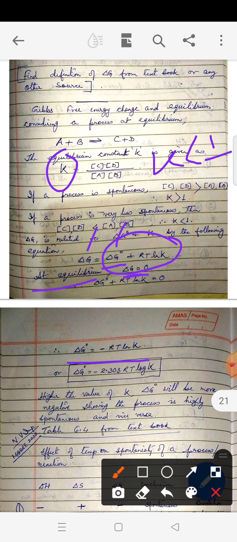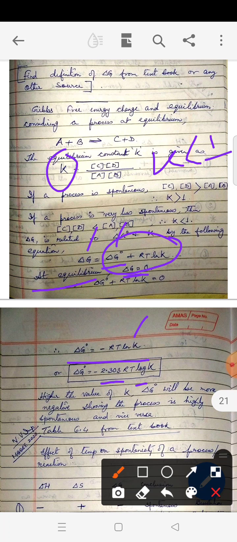Now for practical applications, we don't calculate ln, we convert ln to log. And what is the conversion factor from ln to log? You have to multiply by 2.303. Sorry, minus sign is already there. The conversion factor is 2.303. So you can see here I have written in terms of ln, and here I have written in terms of log when I have multiplied by 2.303.